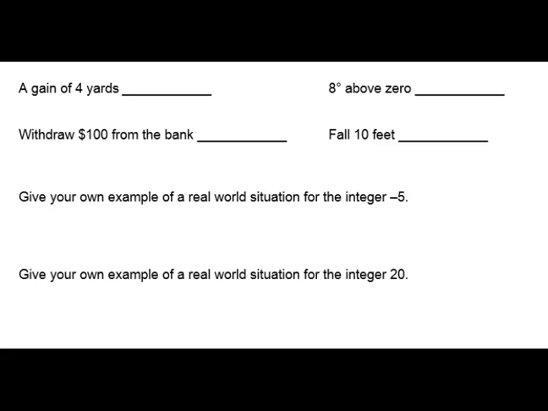In this section, we are going to use integers that represent real-world situations. So our first example says a gain of 4 yards. The key word here is gain, and so that's going to be a positive 4. 8 degrees above 0, above is our key word there, so that would be a positive 8.